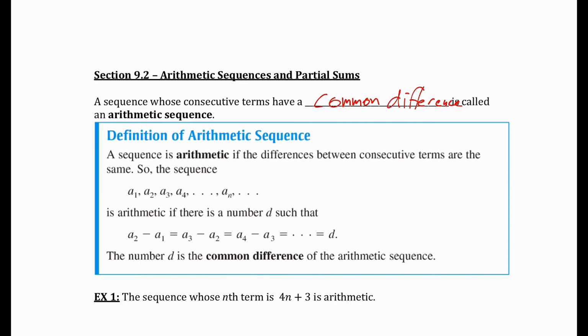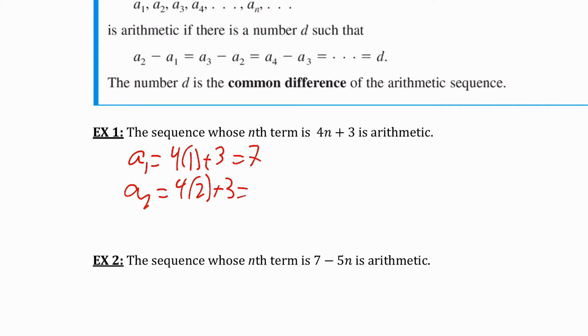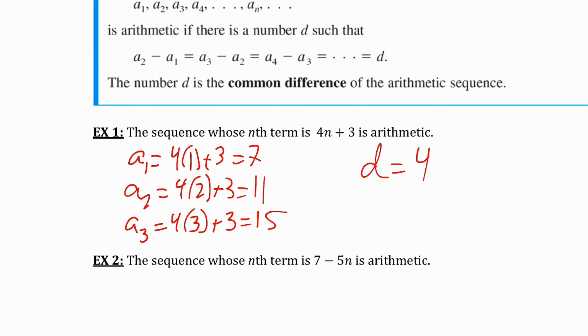So looking at a couple examples here. The sequence whose nth term is 4n plus 3 is arithmetic. Well, let's check that out. If we do a sub 1, we do 4 times 1 plus 3, we get 7. A sub 2, you got 4 times 2 plus 3, which is 8 plus 3, is 11. A sub 3 equals 4 times 3, which is 12, plus 3 gives us 15. You can see the common difference is 4. We're going up by 4 over and over. Now, that might be pretty obvious from the equation as it is.